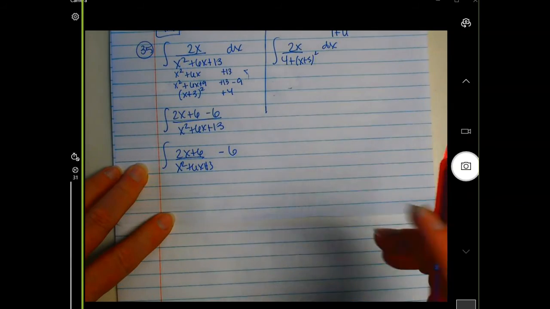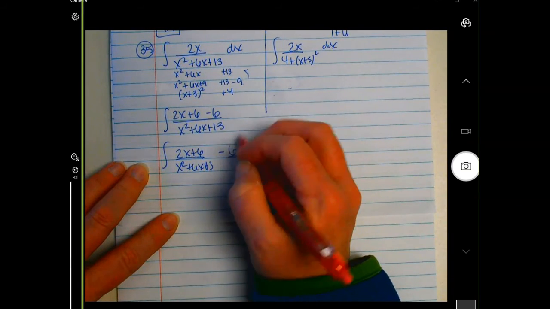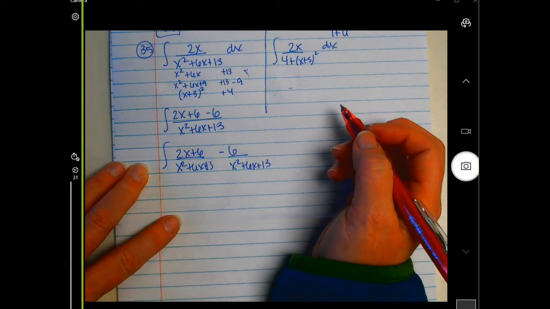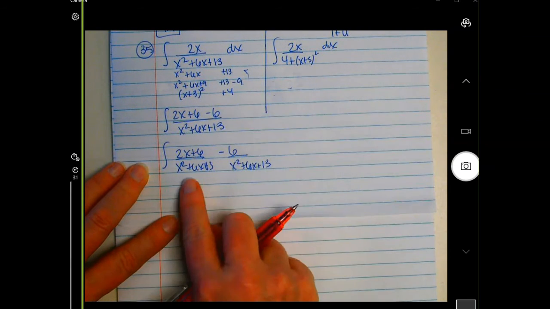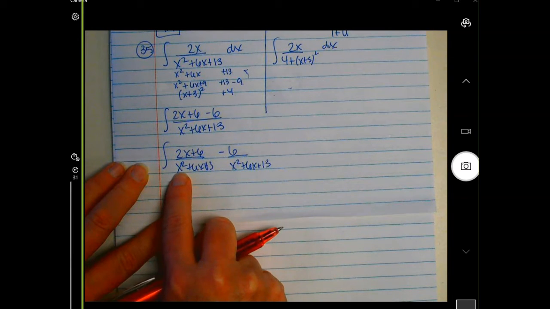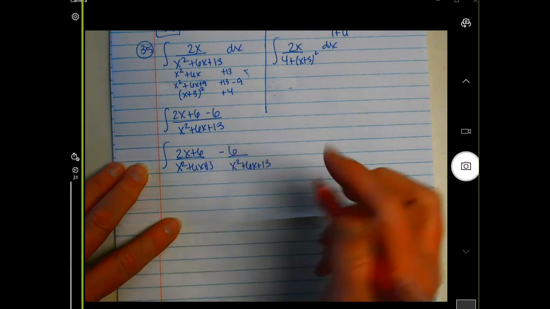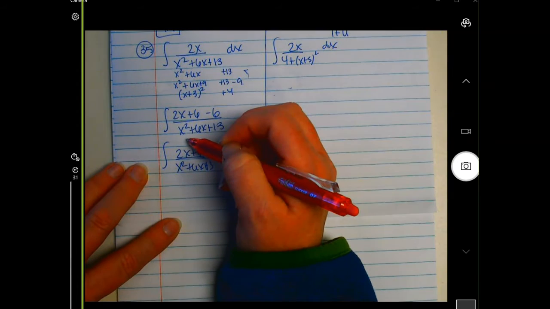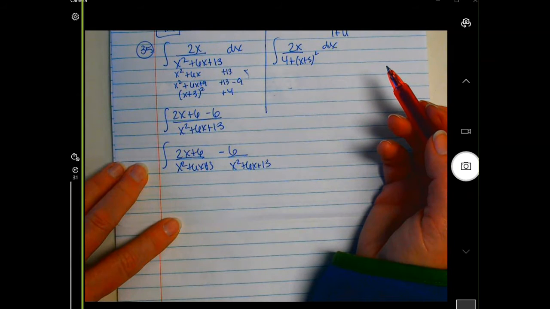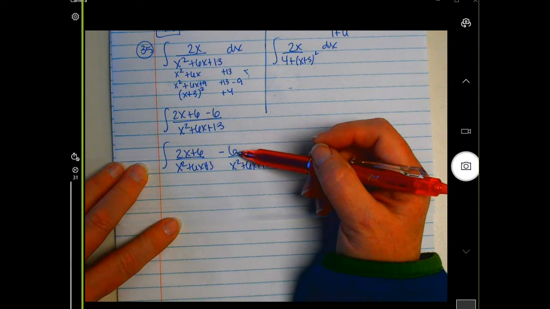So if we randomly add the plus 6 and minus 6, we can separate them. X squared plus 6x plus 13. And now, this bottom's derivative looks like this, right? Do you see it? This derivative will be 2x. This derivative will be 6. We see it right here. So this one can be u substitution. And this one is going to be the tangent part, because it no longer has an x in the top.